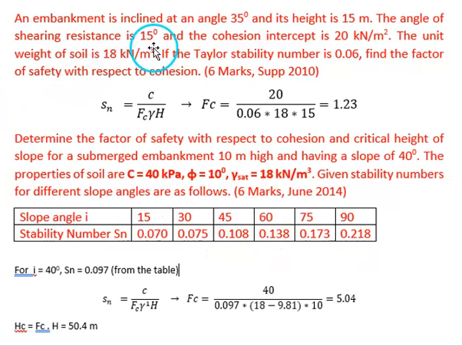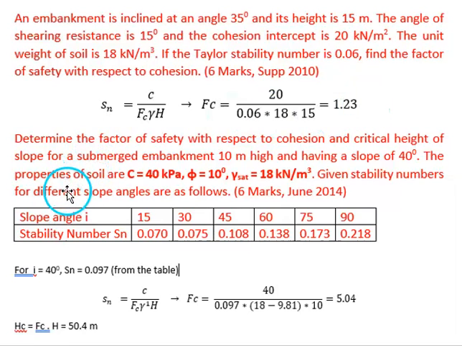Another example is an embankment inclined at an angle of 35 degrees, and its height is 15 meter. So here the i value is given, the H value is given, the angle of shearing resistance phi value is given, cohesion is given, gamma is given, then Sn value is given. So we have to find the factor of safety with respect to cohesion. We can use the same equation, Sn equal to C by Fc into gamma H, in which all the values are given except the factor of safety, which we have to find.